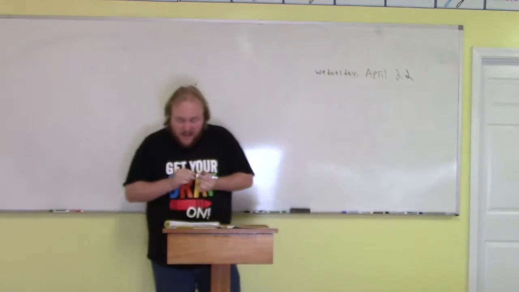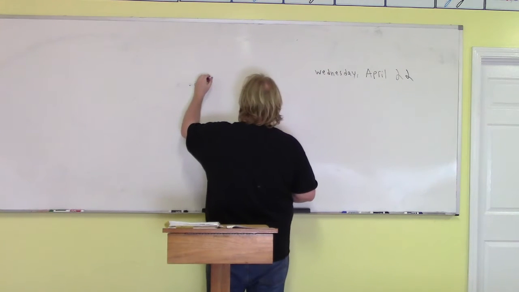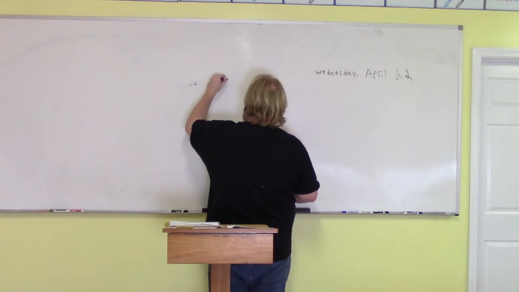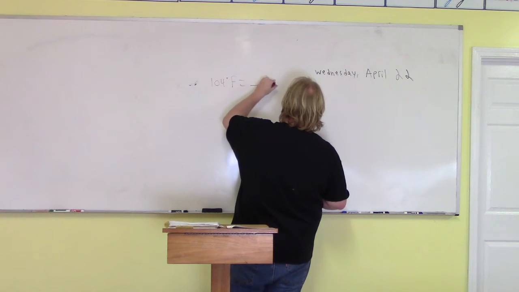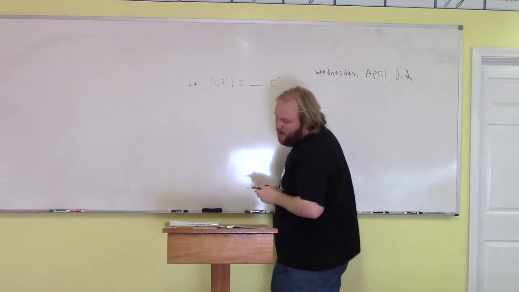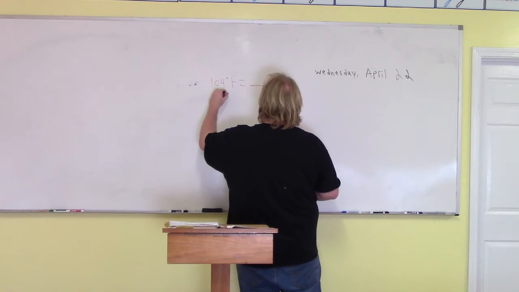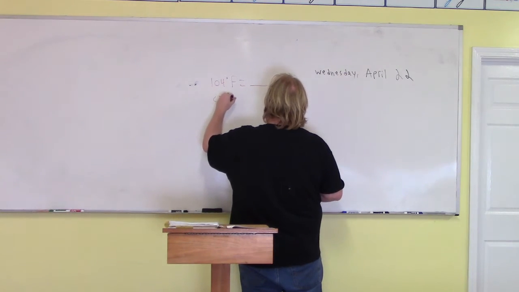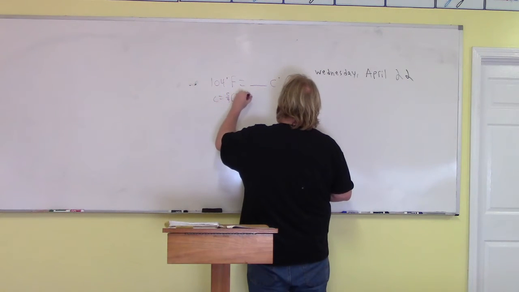So let's look at example 1A. So we've got 104 degrees Fahrenheit. 104 degrees Fahrenheit equals what Celsius degree? All right, so remember our formula. Celsius equals 5/9 times whatever Fahrenheit is minus 32 degrees.